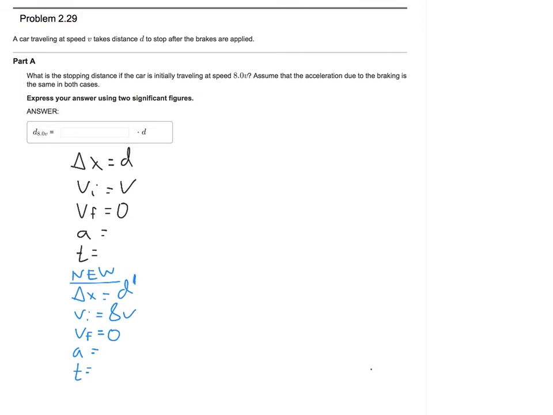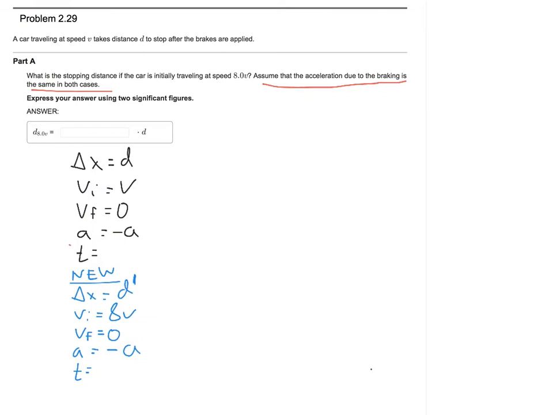There is one other really key piece of information, and that's this line here. Assume the acceleration is the same in both cases. So that means that I can make that acceleration be the same variable. I'm just going to call it a, and I'm going to make it a negative a actually, because I know that I'm slowing down. So I'm going to go ahead and set up an equation for each one.